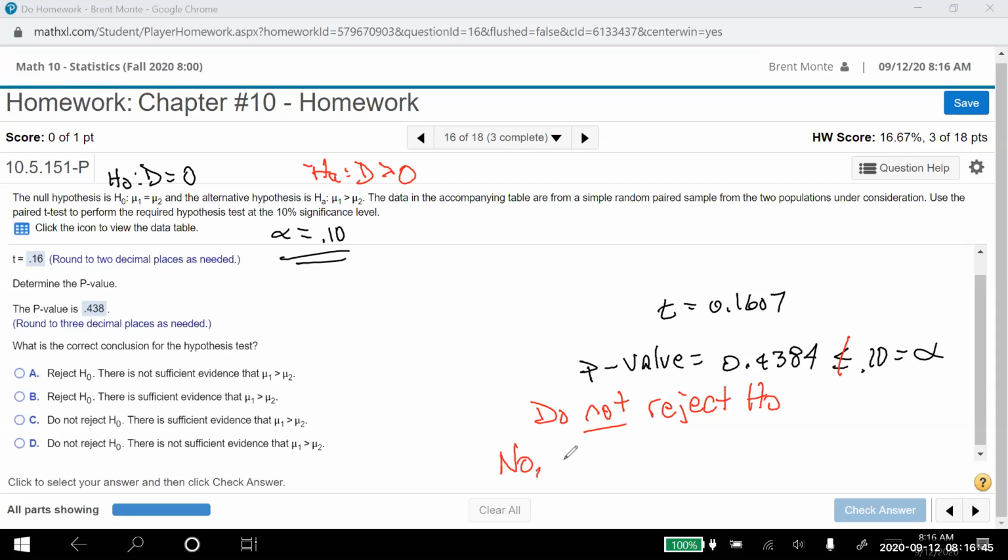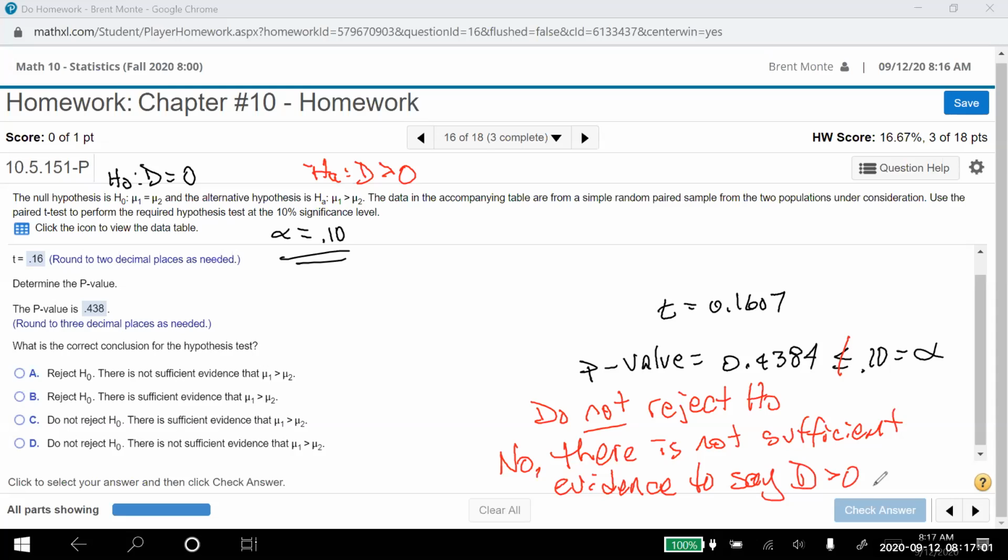No, there is not sufficient evidence to say either d is greater than 0 or mu1 is greater than mu2. The second way in this problem, again, I prefer that first way, but when we look at our answers, we can go look at it. What is the correct conclusion? Do not reject H sub 0, the null hypothesis. There is not sufficient evidence that mu1 is greater than mu2. So we click on D.